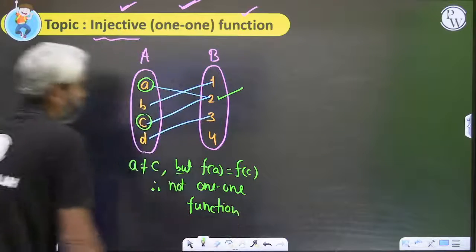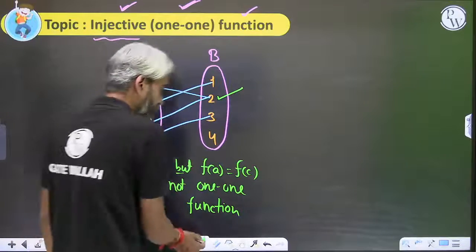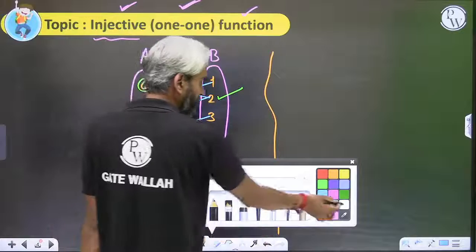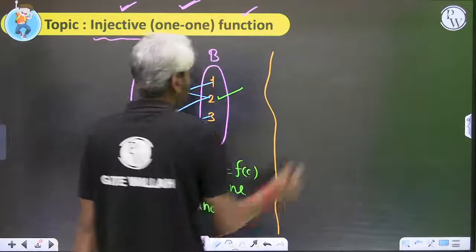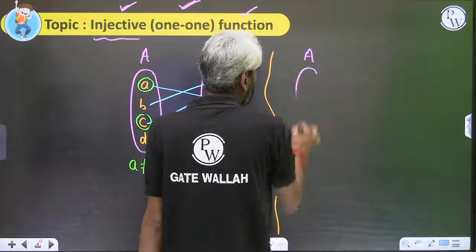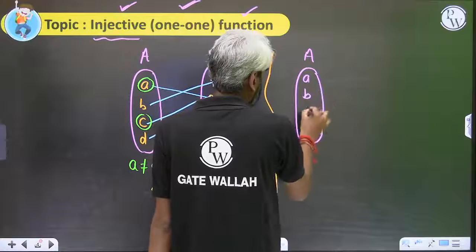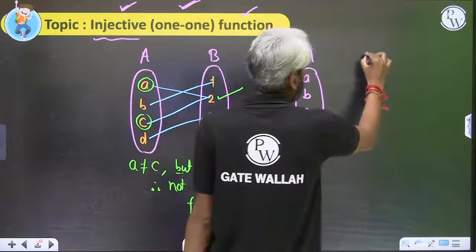It is not a 1-1 function. Okay. What else? Sir, I will give you the definition, don't worry. I'm just giving you the example, then I'll give you the definition. Now, let's assume that this is your set A. I have element A. This is your set B.